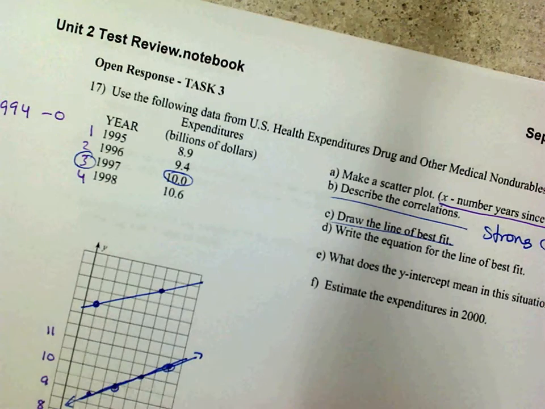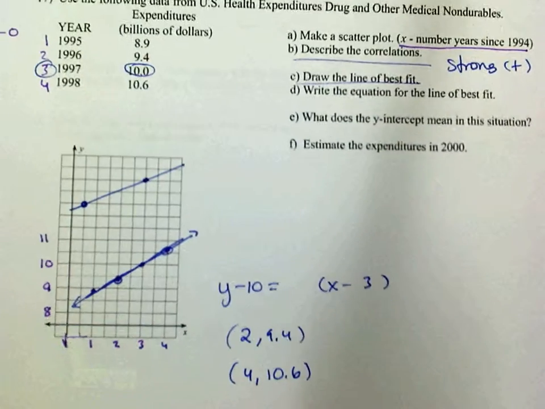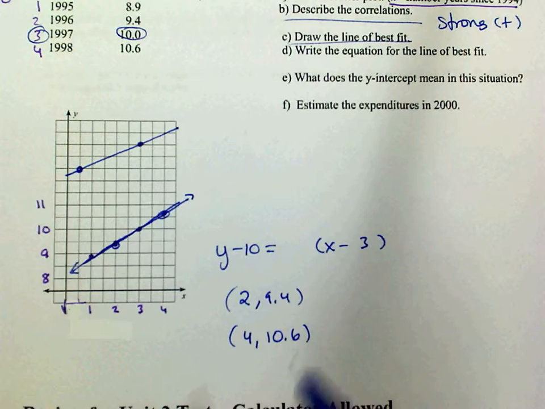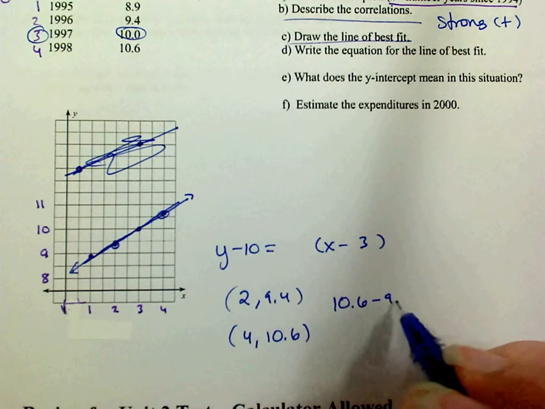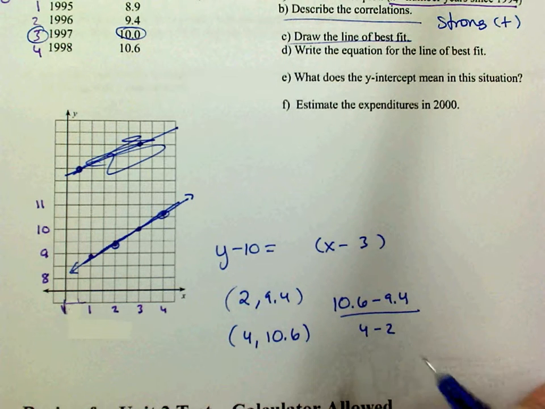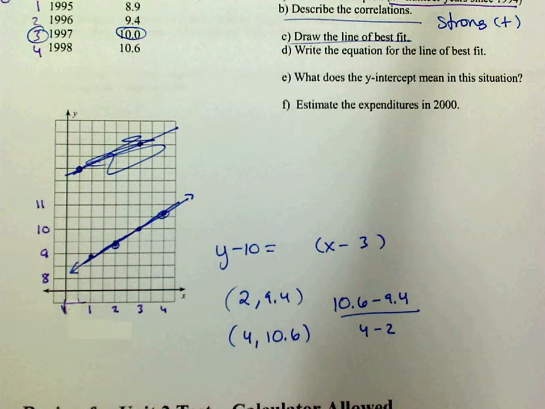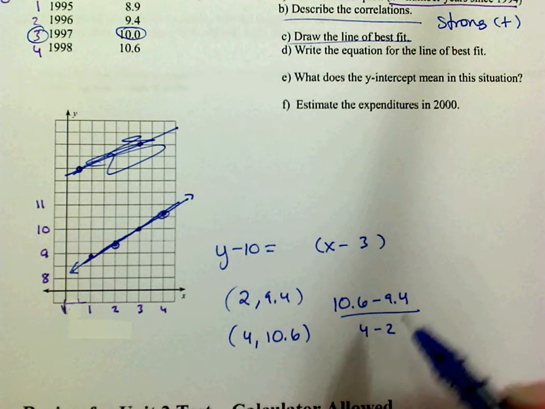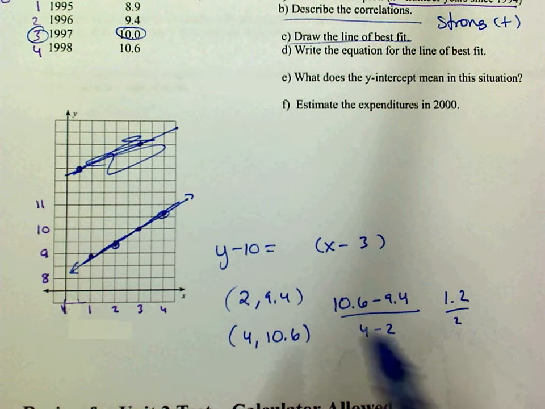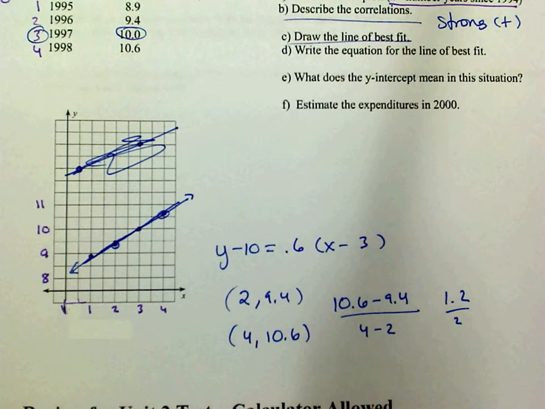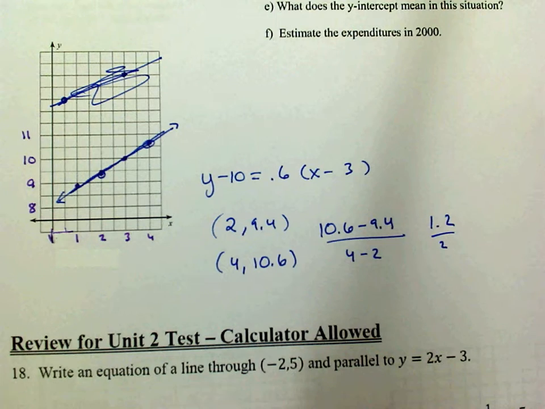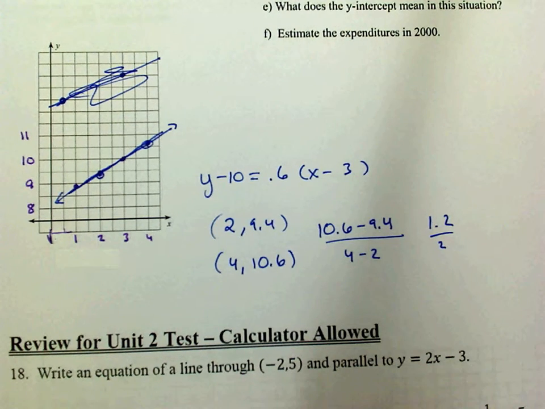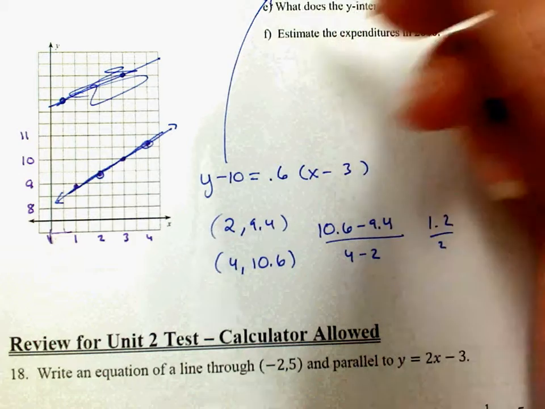All right, so, okay, let's find the slope. y minus y over x minus x. What's 10.6 minus 9.4? 1.2? 1.2 divided by 2 is what? 0.6? Okay, so is that the equation of my line? Am I okay with that? Sure. Why not? What does the y-intercept mean in this situation?